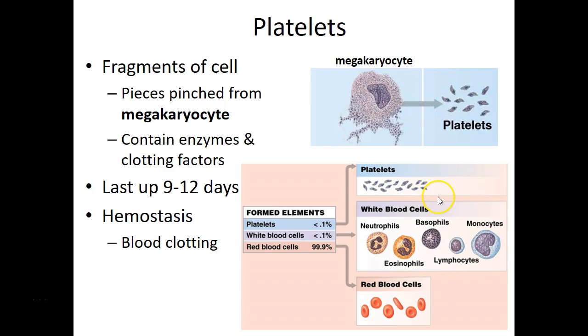Oh, so where are all of these formed elements made? So where were red blood cells made? Red bone marrow. So these guys are found there. Good question.